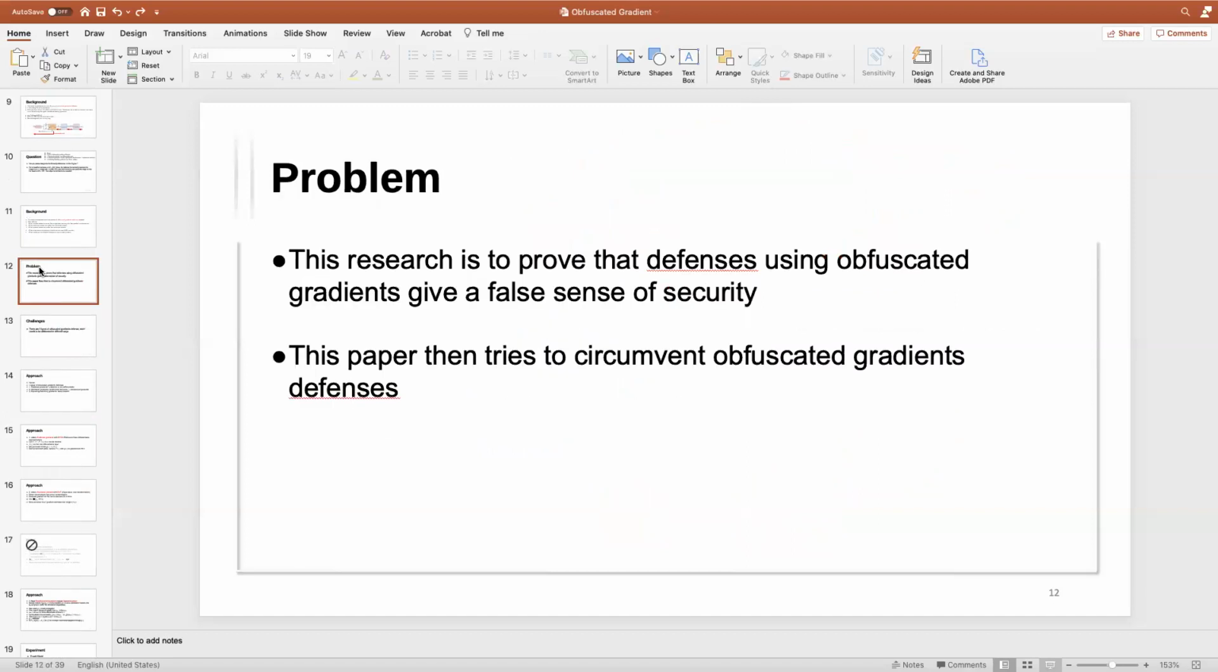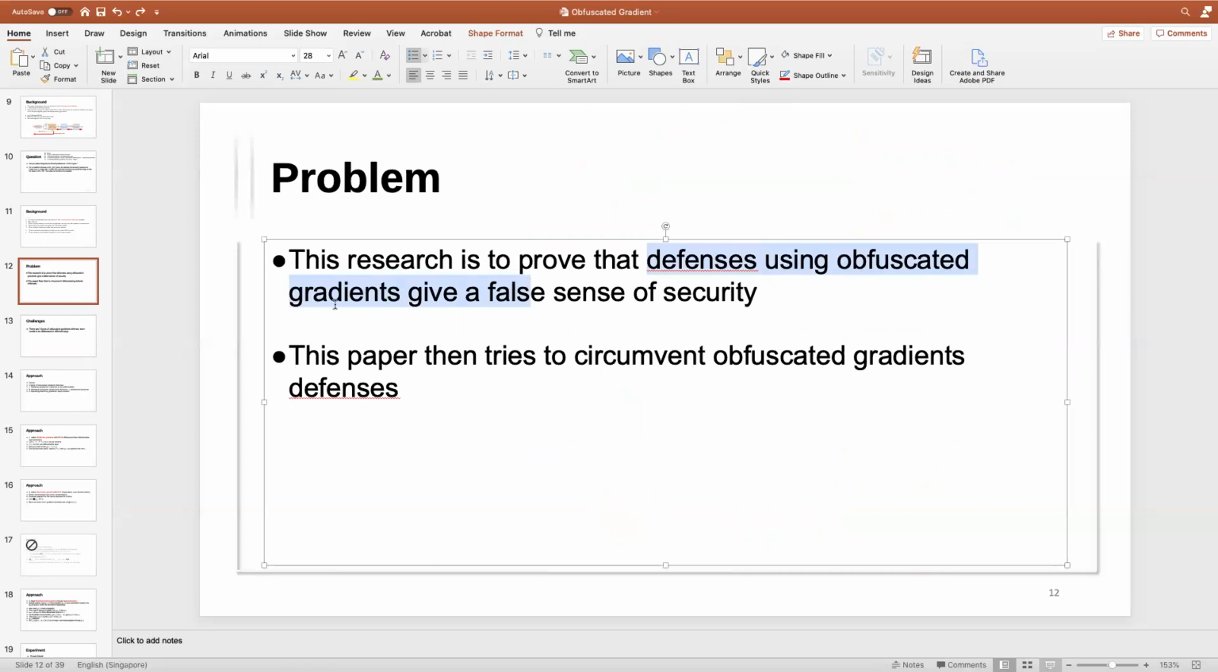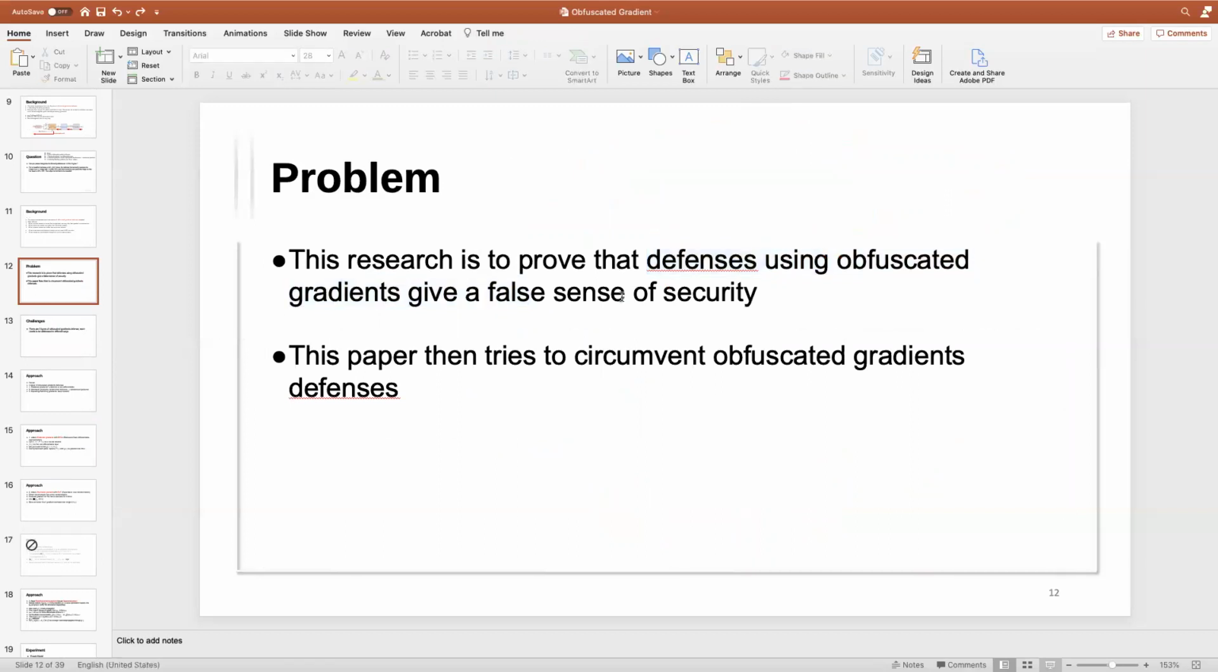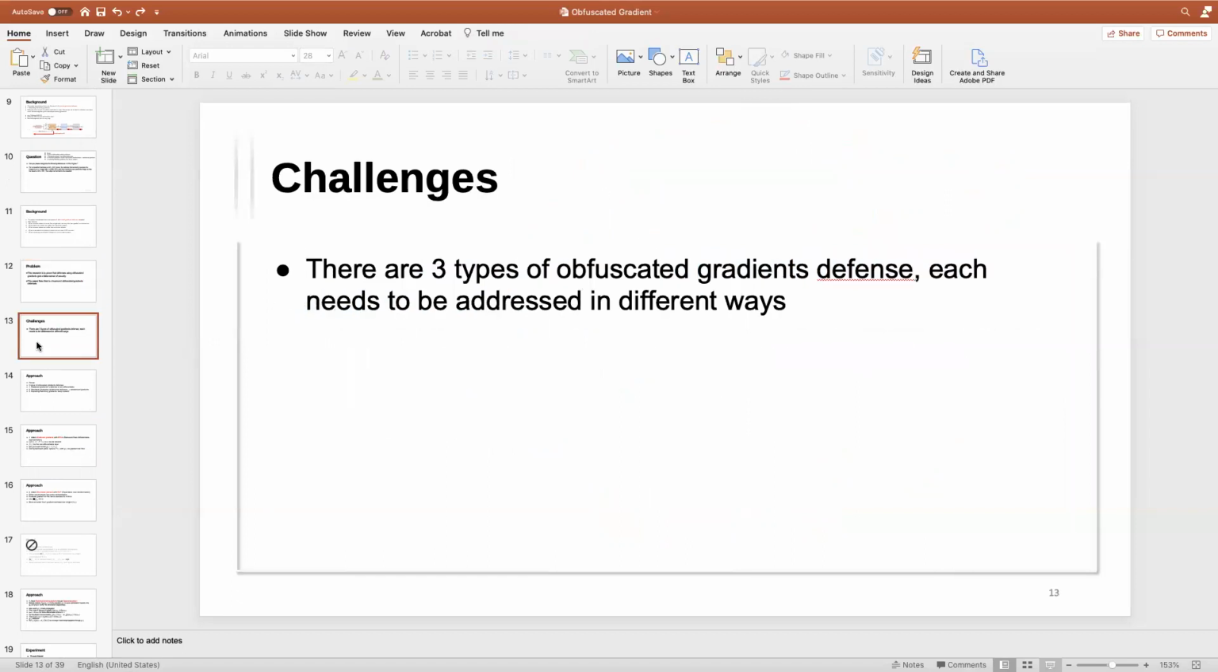This paper is trying to prove that all the defenses I have discussed, like using obfuscated gradients, give a false sense of security. It then tries to circumvent these defenses. But the challenge is that there are in total three types, and each needs to be addressed in different ways.